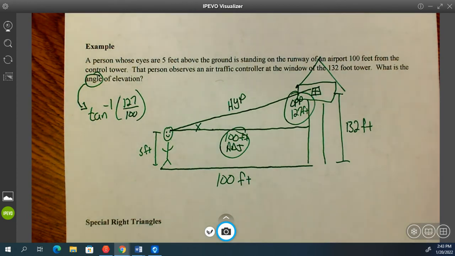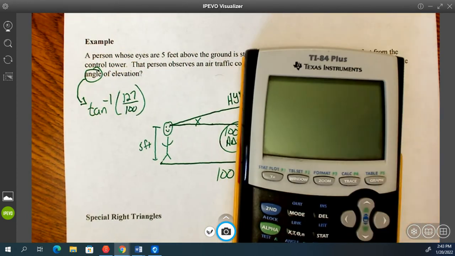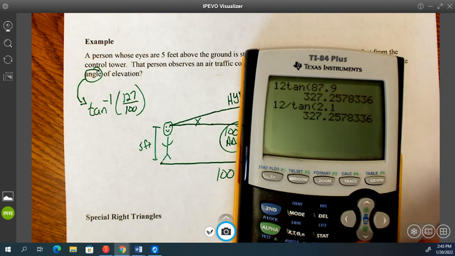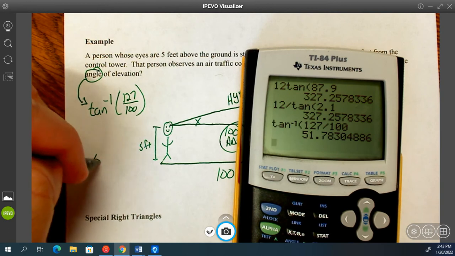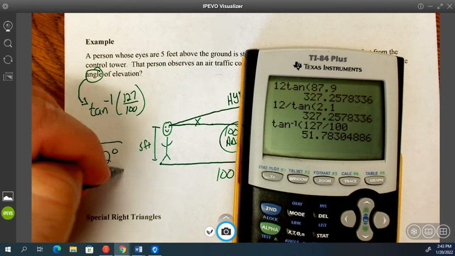Now, the good thing about these problems is I don't have to do anything else. I'm going to type it in exactly the way it looks. Second tan, 127 divided by 100. And again, I'm going to round to the nearest unit. So this is 52 degrees. That's it.